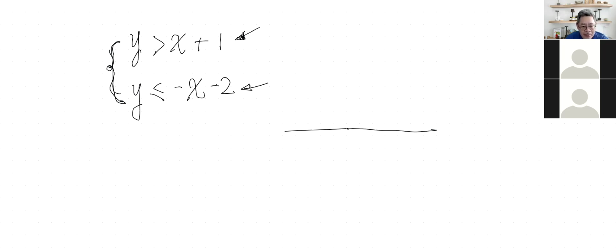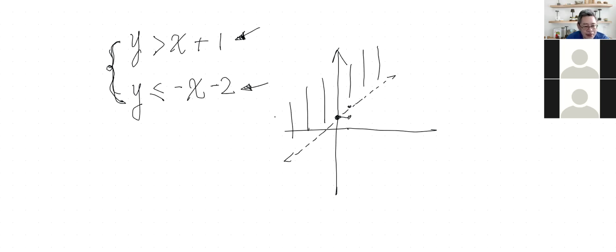Okay, so we draw the first one, which is here, and rise over run, go one up, one over. That's this one, and it's greater than, so it's up. And another one is y less than or equal to negative x minus 2. So we got 1, 2 here, and going down by 1. And that's solid. And we're looking for less than or equal to.